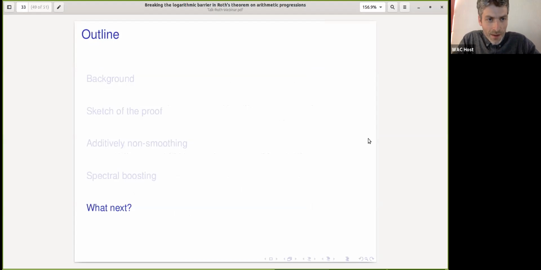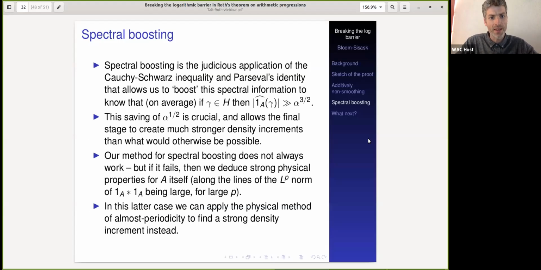Okay. Tom, can I ask, is this saving of alpha to the 1/2, would any power of alpha be okay here? So certainly not any power of alpha. I think you could probably get away with a saving of, say, alpha to the 1/4. Yeah, so for example, if you've got a lower bound of alpha to the, what's between 3/2 and 2? 7/8, no, 7/4. Then that would be enough, for example, to get the kind of final result that we did.